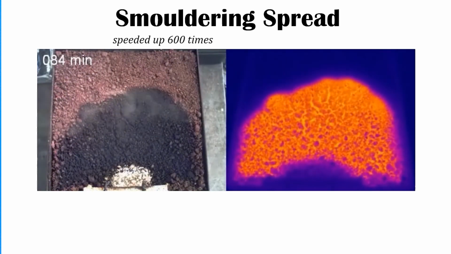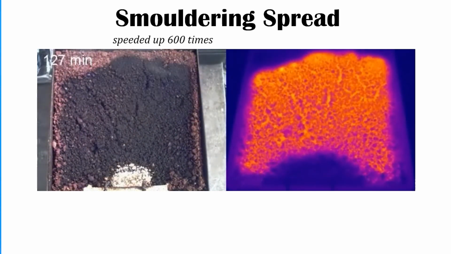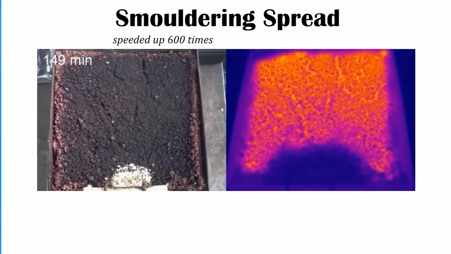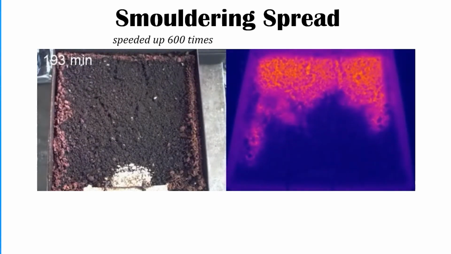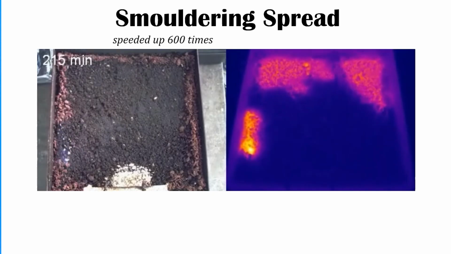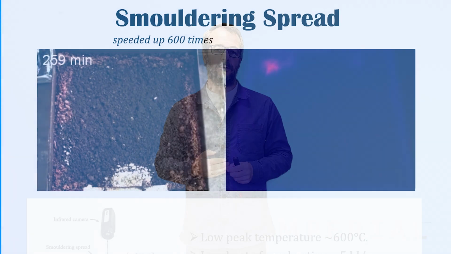This video has been accelerated about 100 times for you because this video, to burn 20 centimeters, it just takes about 3 to 5 hours. So the video is accelerated so you can see it quickly, and you can see how the fire is spreading, the smoldering is spreading away from the ignition source and involves the whole of the sample.